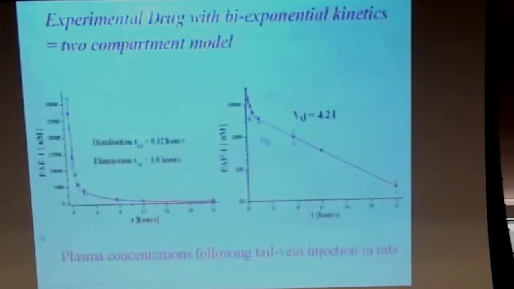Here's a real-life example. This is an experimental drug we work with in the lab. My postdoc is injecting it into the tail vein of 3 rats. We're taking blood samples, and then we're using HPLC-MS to measure concentrations of this drug. And you see, on a linear scale, we're getting nice bi-exponential decay. We put this on a logarithmic scale, you see the two slopes. And you see this with a lot of drugs, that you have one quick distribution phase and then the real elimination.